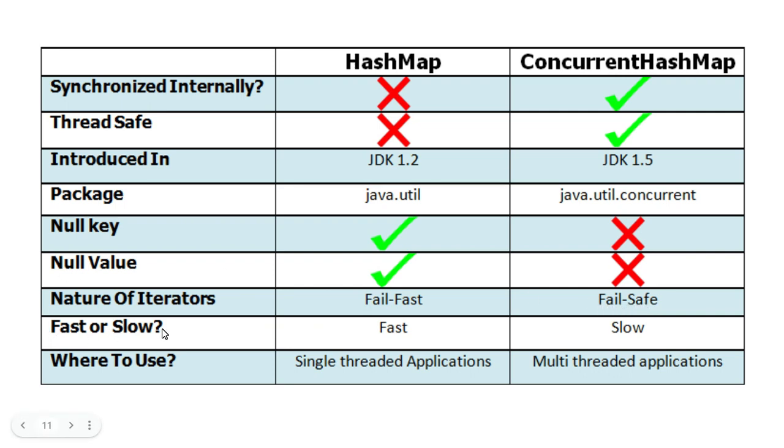Fast or slow: hash map, obviously, is fast. For reading data from the hash map, multiple threads can read the data, so in that scenario it's fast, but in a multi-threaded environment it's not good. Concurrent hash map is a little bit slow compared to the hash map, because it internally maintains thread safety with the synchronization concept. Where to use: in a single threaded application you can use the hash map, but in a multi-threaded application you can use the concurrent hash map.